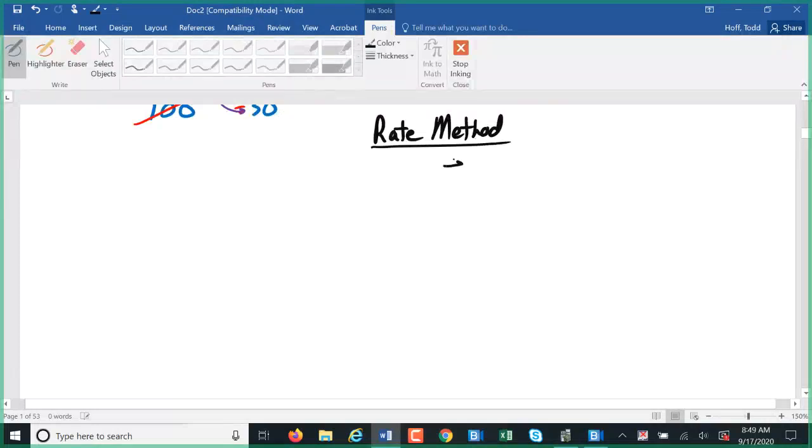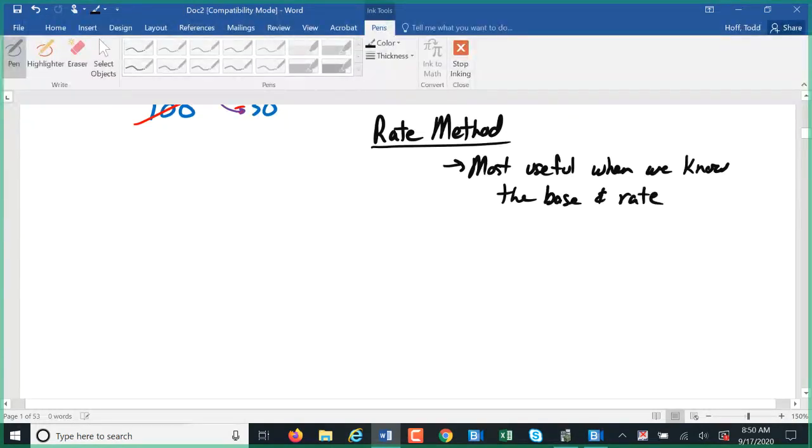That rate method is most useful when we know the base and the rate or the percent. And then we're finding the proportion, the portion of interest, because we're just going to simply multiply that base amount by the rate to get that portion of interest.